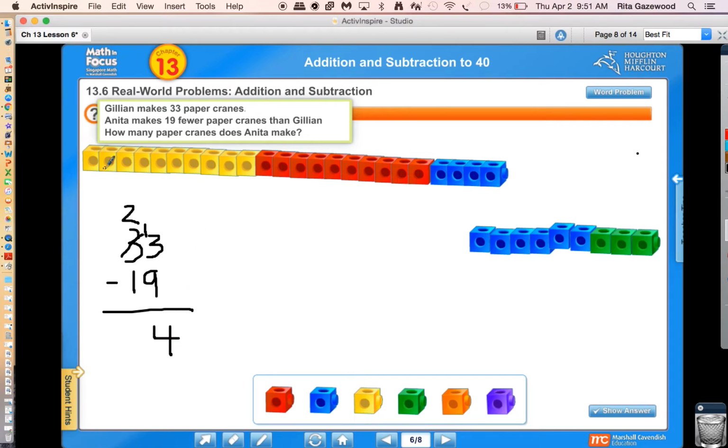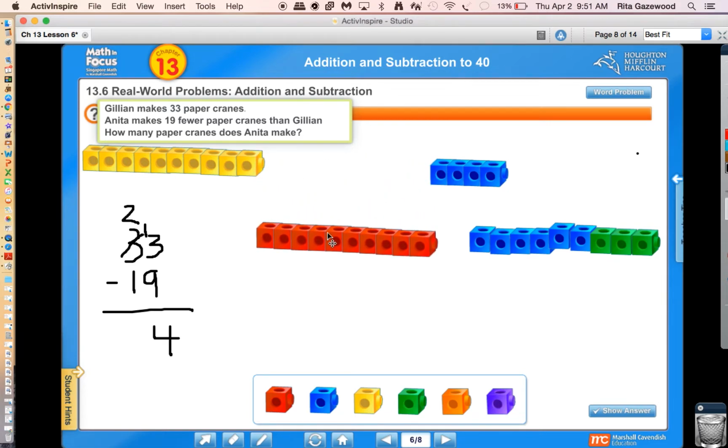And now I have 2 tens, and I need to take away 1. I'm going to take away 1 ten. How many do I have left? 1. So 33 take away 19 equals 14, because I have 10, 11, 12, 13, 14, 15, 16, 17, 18, 19. Here's the 19 I took away, and this is what I have left. 10, 11, 12, 13, 14, just like it says here.